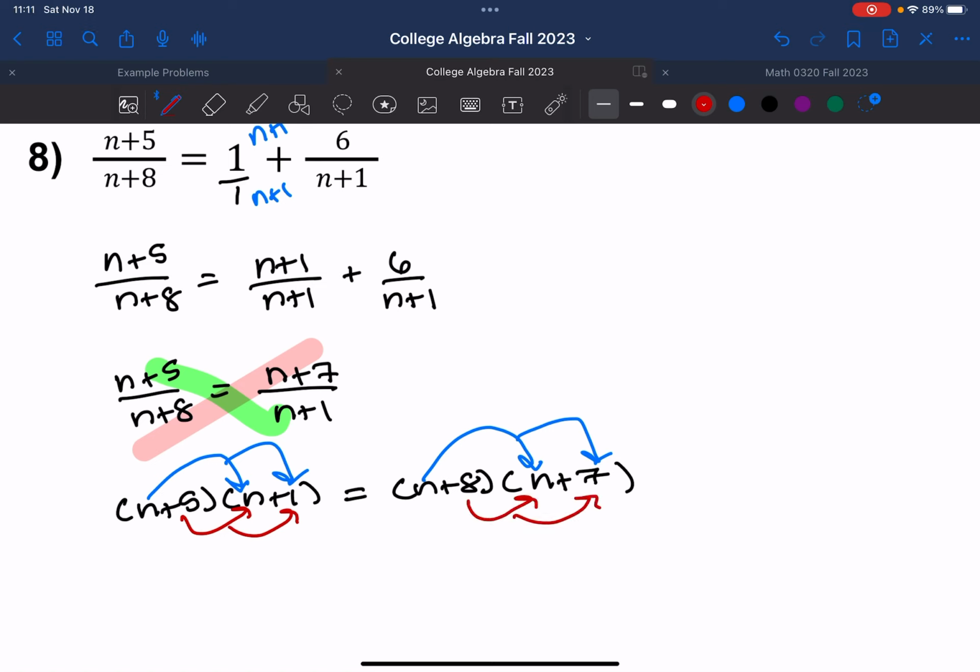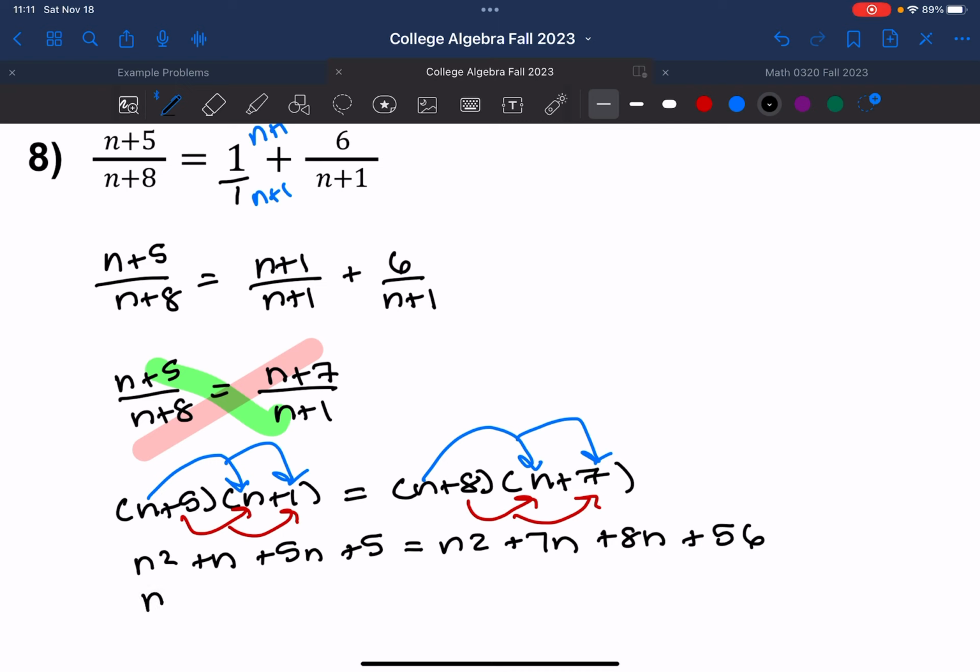And we're going to end up with two quadratics equal to each other. Okay. So n times n is n squared. N times 1 is n. 5 times n is 5n. 5 times 1 is 5. N times n is n squared. N times 7 is 7n. 8 times n is 8n. And 8 times 7 is 56. Okay.